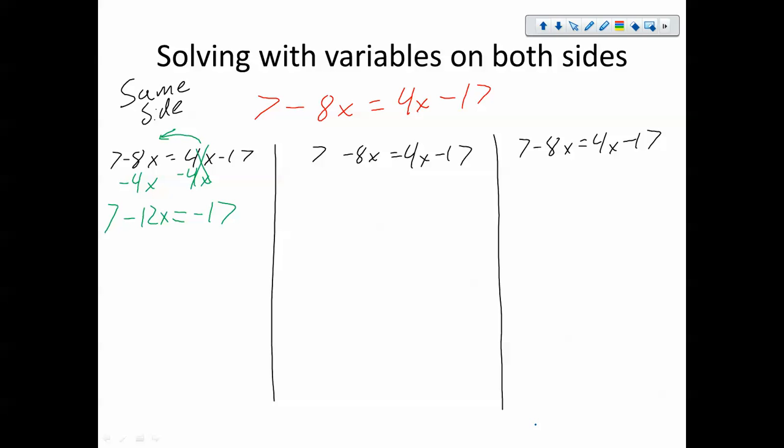The equation that we have is very similar to the equations we've been solving. Let's get the x by itself. The first thing I'm going to do is subtract 7. That's going to give me negative 12x. Notice that the sign right here stays with the 12. Negative 17 minus 7 is what? Negative 24. And then here we're going to divide both sides by negative 12, and we're going to end up with x equals 2.